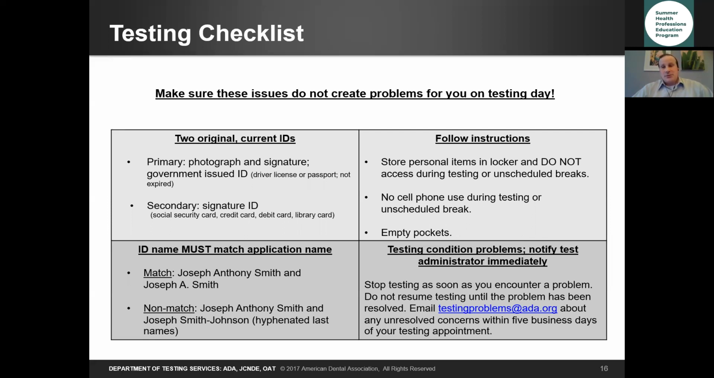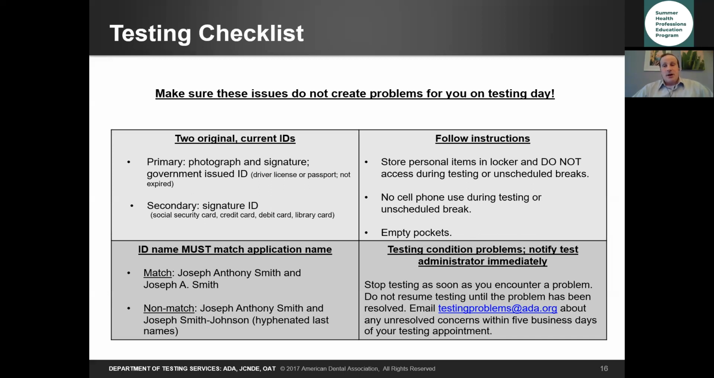And then also make sure that you empty your pockets. As you're being checked in, the Prometric staff will ask you to turn out your pockets to make sure that there's nothing in them. And so hopefully it would be caught at that time, but do not accidentally go into the test center with something in your pockets. That could also result in the voiding of your scores, if we cannot say absolutely that it was not something that would help you with the test.